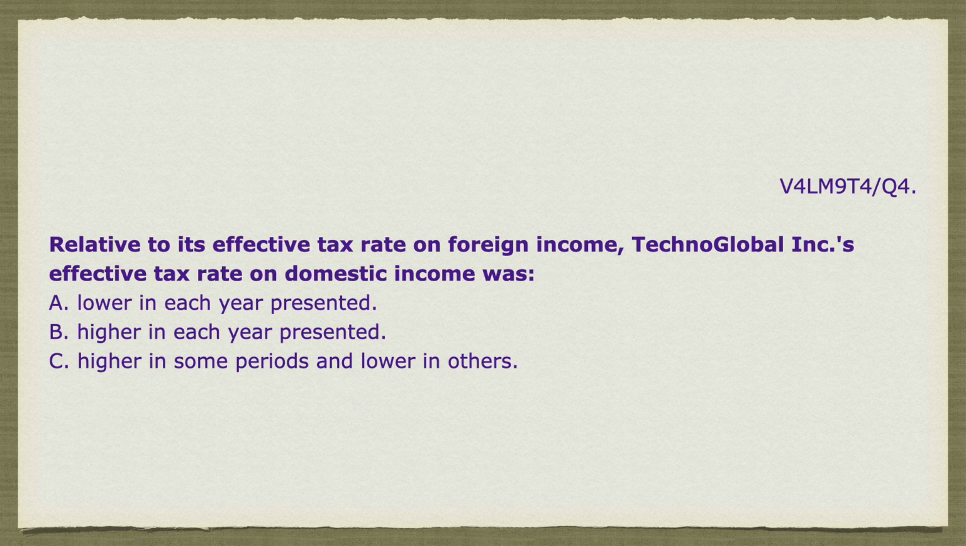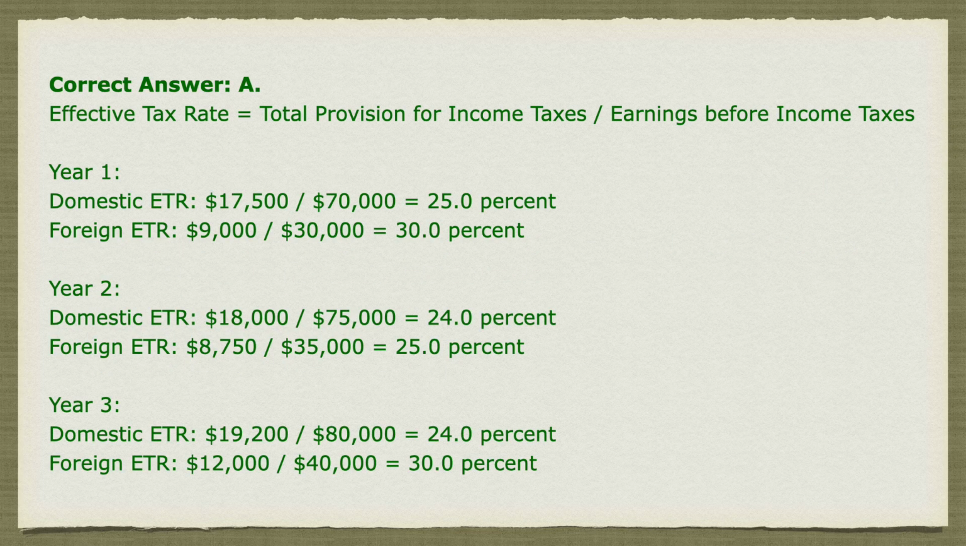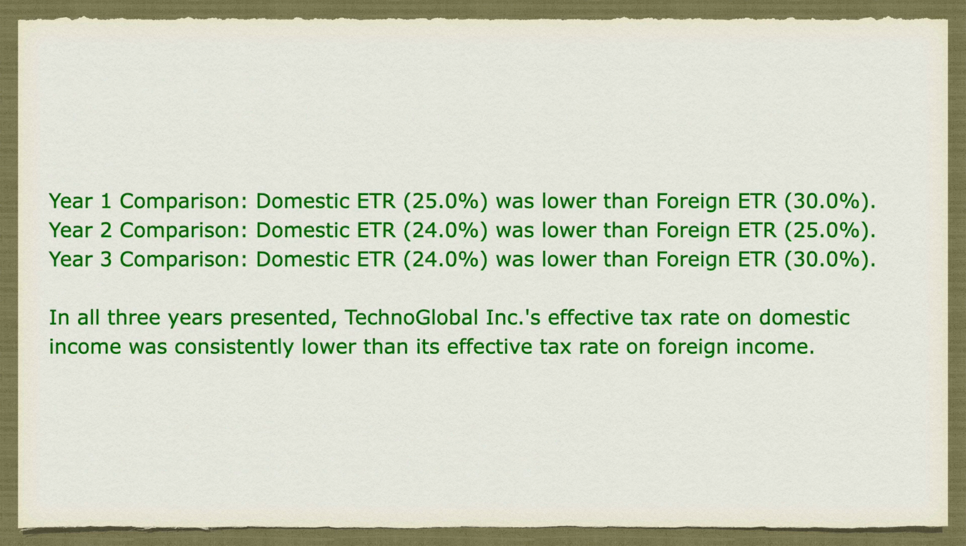Relative to its effective tax rate on foreign income, Techno Global Incorporated's effective tax rate on domestic income was A. Lower in each year presented, B. Higher in each year presented, C. Higher in some periods and lower in others. Correct answer, A. Effective tax rates for domestic and foreign income are calculated and compared across 3 years. Techno Global Incorporated's effective tax rate on domestic income was consistently lower than its effective tax rate on foreign income for 3 years.